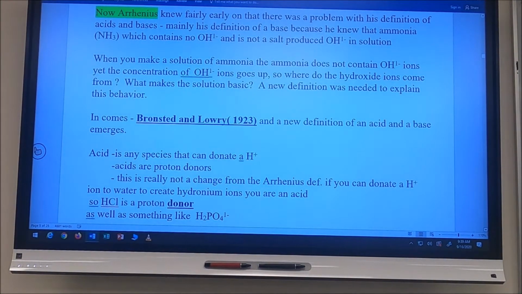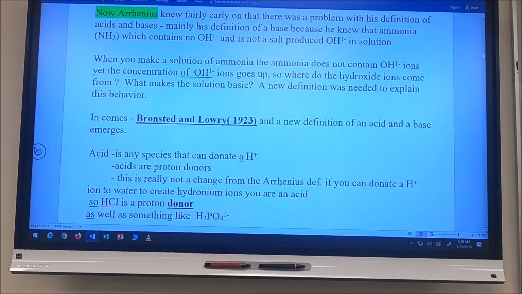Okay, so Arrhenius was fairly early on, knew that there's a problem with his definition, and the problem centers around ammonia. Because ammonia doesn't contain any hydroxide ions, but yet when you dissolve the ammonia in water, you get an increase in the concentration of hydroxide ion. So, where does this hydroxide ion concentration come from? Why is ammonia creating a basic solution? We need a new definition.